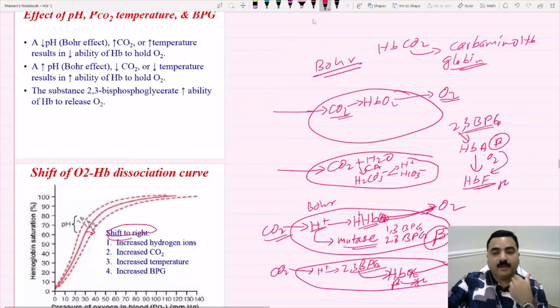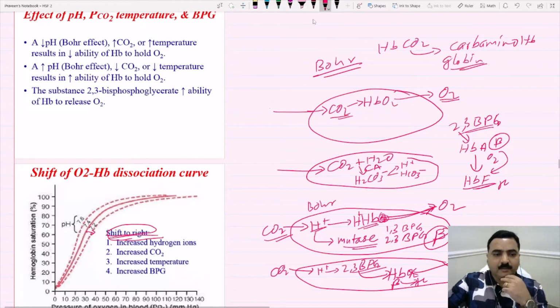And in our body, whenever there is increased carbon dioxide, it will increase the hydrogen ion. Increased hydrogen ion will increase the mutase and cause increased formation of 2,3-BPG, and then it causes the kicking out of the oxygen. So beta will be bound with 2,3-BPG, and the oxygen can go out to the tissue. So all these phenomena will cause the right shift.